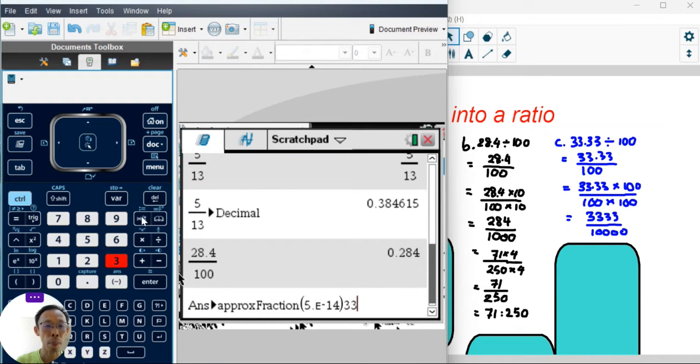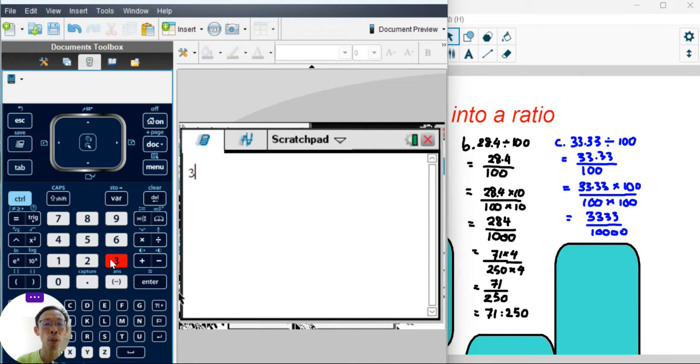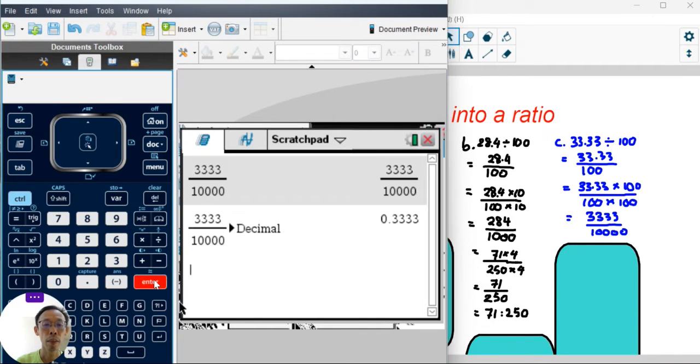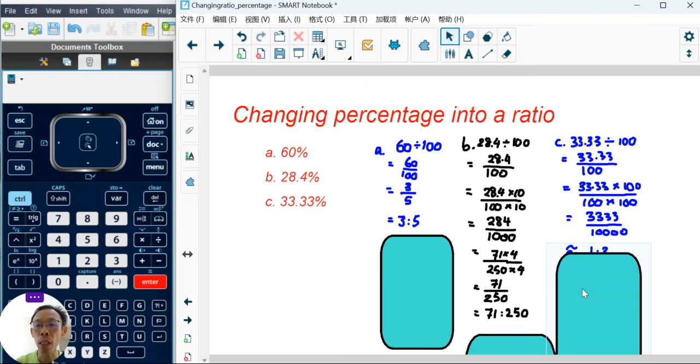Let me clean this page. So you go to document, go down to B, clear screen pad. So 3333 divided by 10,000, and then press enter. This is what I get, and then I can convert it to decimal. 0.33333, which is about 1 to 3, right? This is actually the same thing. So this is about 1 to 3.